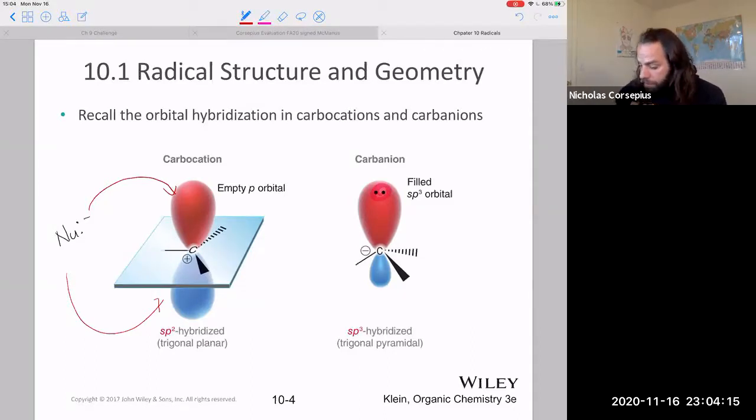Yeah, so this, of course, the carbanion, would play the role of a nucleophile, as opposed to the carbocation, which would have been an electrophile.